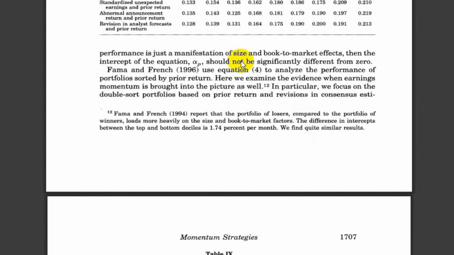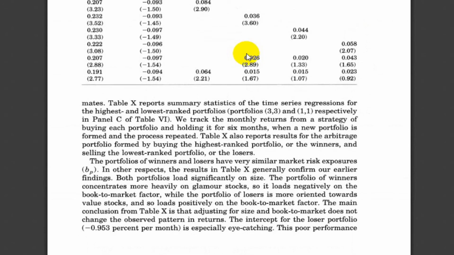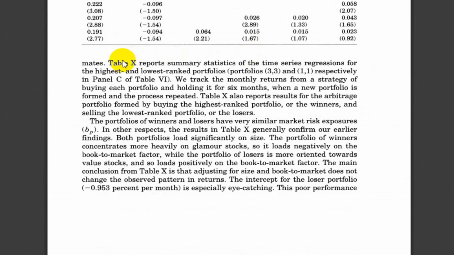And so if size and book to market are truly the drivers of this return, then the alpha figure should be 0, because these variables fully explain the return. So there should be no excess return over the return that should be earned with just these variables. And so table 10 has the results of this regression.